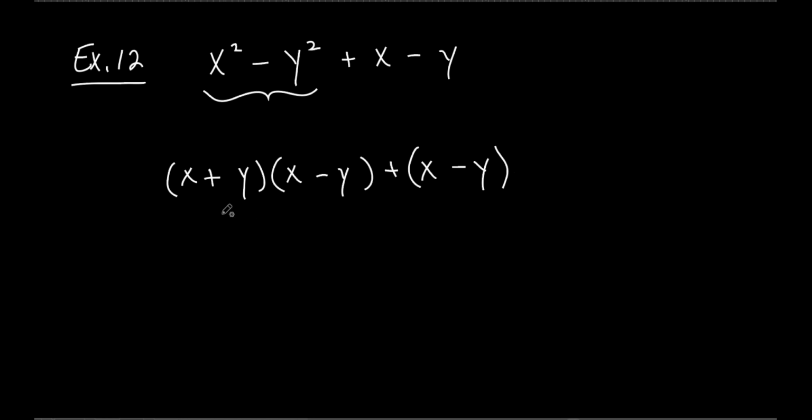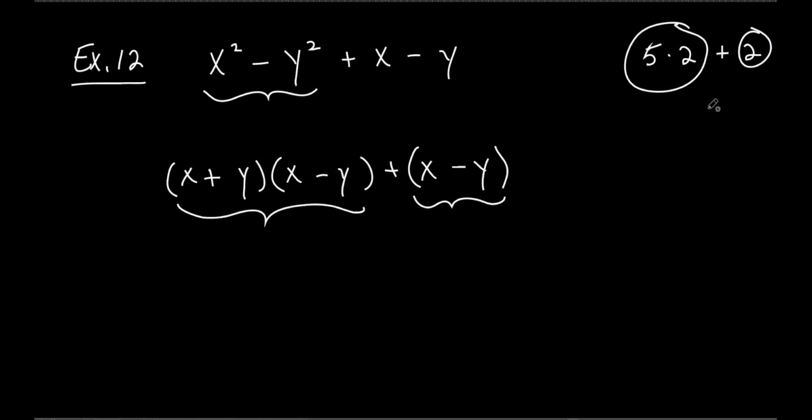Is there a greatest common factor between this and this? A 1? A 1's always a greatest common factor of anything, so we're not going to use 1. What's in common with both of those? Watch this. What if I had 5 times 2 plus 2? And I wanted to factor a greatest common factor. What's my greatest common factor with this and this? A 2, right? So I factor out a 2. Same thing.